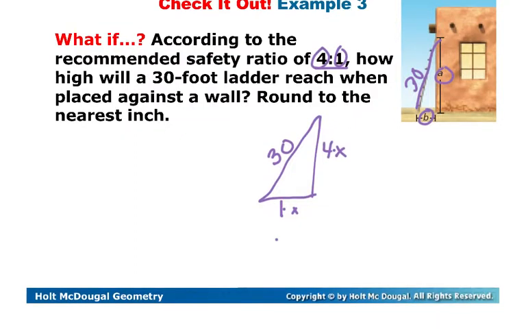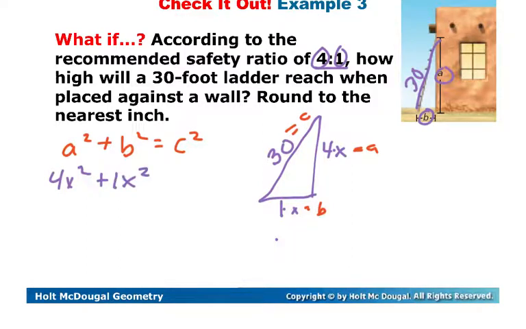So, of course, we have two x's involved, but that's okay. This is going to be our c value, and then these two legs are going to be a and b. And so if we take our Pythagorean theorem, we fill in our a of 4x, our b of 1x, and it's this quantity squared. And then the last one is our c squared, so 30 squared.